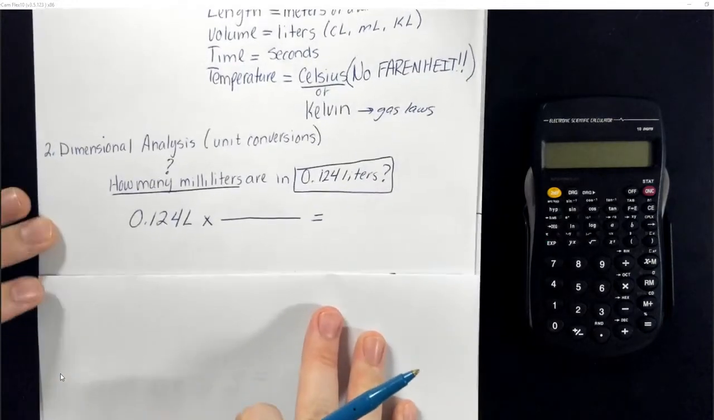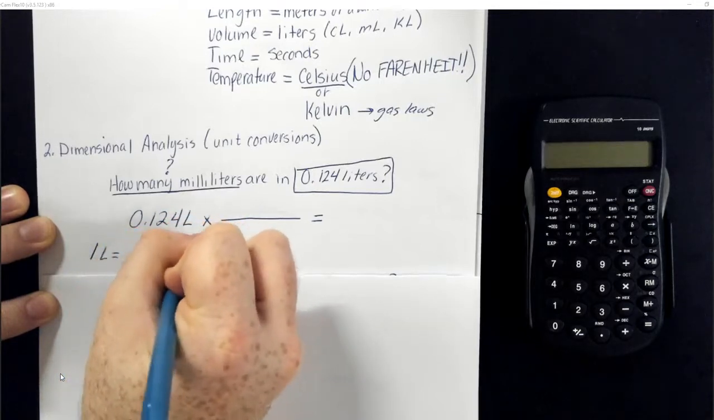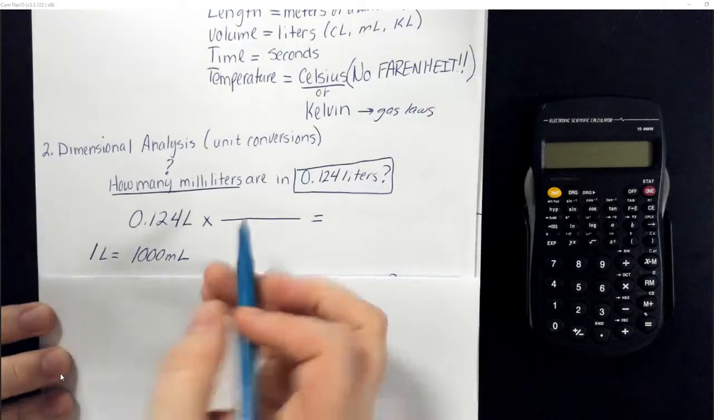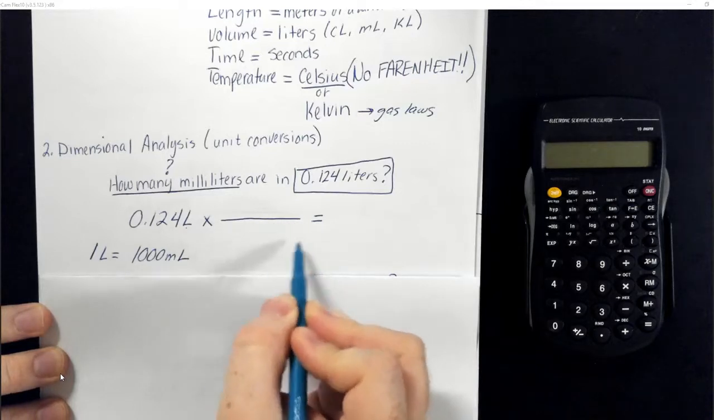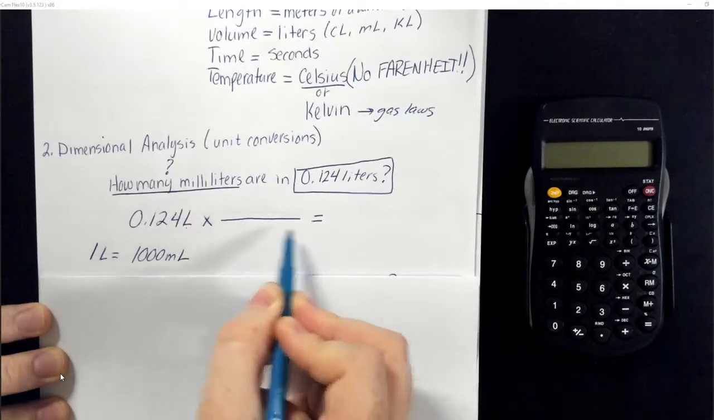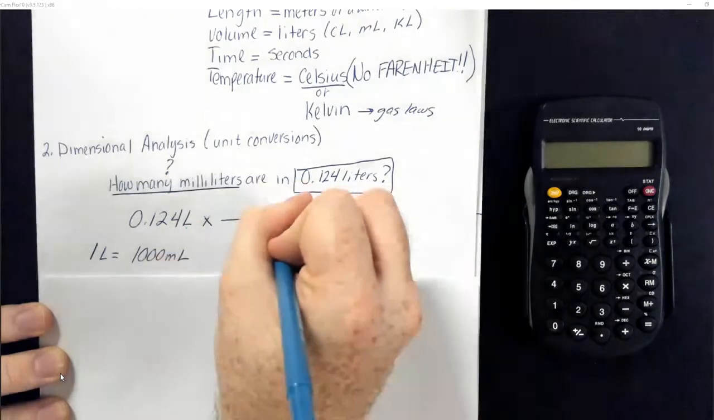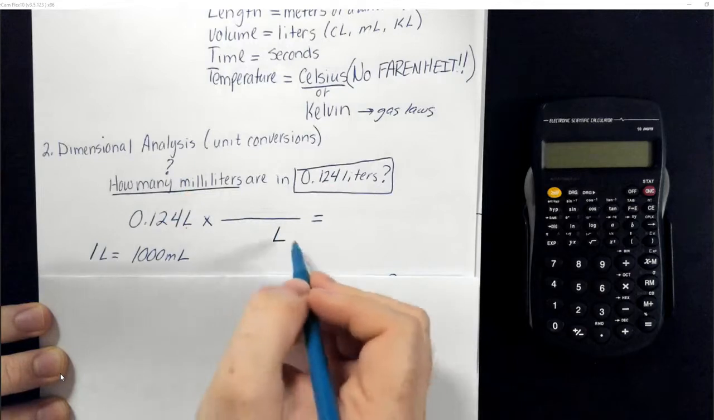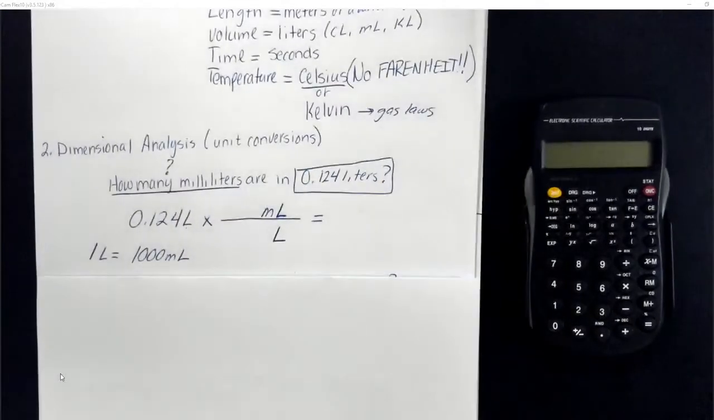So my conversion factor is 1 liter is equal to 1,000 milliliters. Once you have that conversion down, it's easy sailing from there. I need to cross cancel this liter right here. So what unit do I need to put down here so that they can cross cancel by division? If you said liters, you are exactly correct. You need to have the same unit down here in order to cross cancel. You can never cross cancel two different units. They have to be the same. Which means milliliters is going to go up here, because that's the unit we're trying to get to.